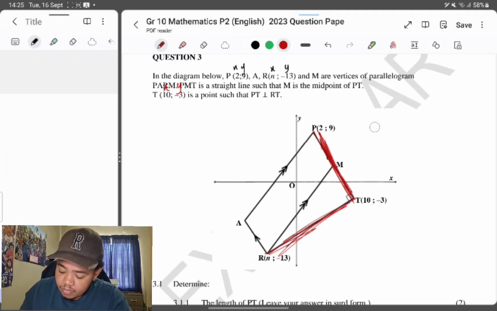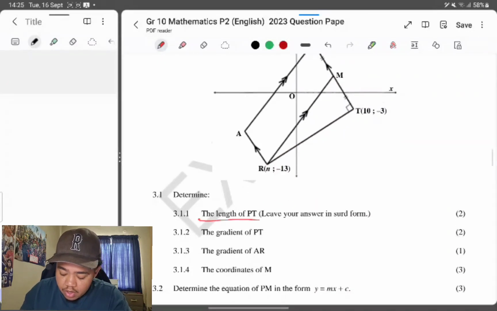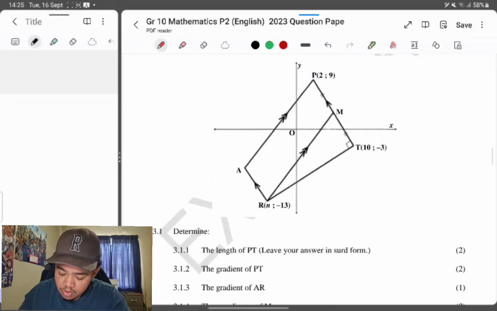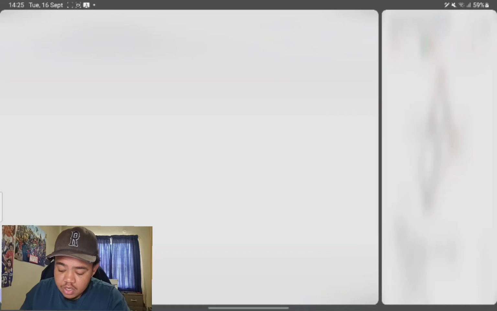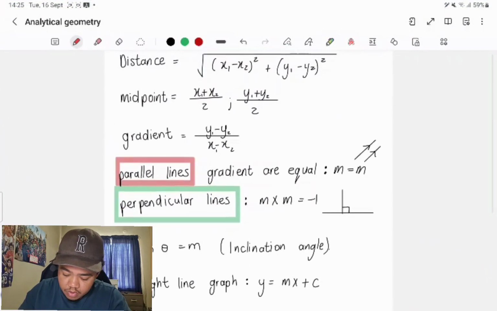Let's start. So the first question is, you need to calculate the length of PT. Leave your answer in surd form. So surd form just means this. So if your answer is that, you leave it in that form. So let's go. For PT, here's P and there's T. I'm going to use those two coordinates. The formula that you're going to have to use is the distance formula. So let's go to our little cheat sheet. Here's our distance formula. I'm just going to copy that quickly.